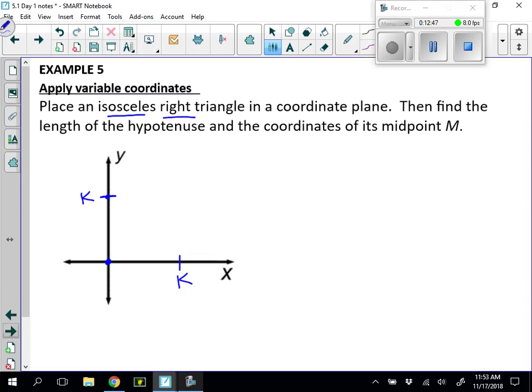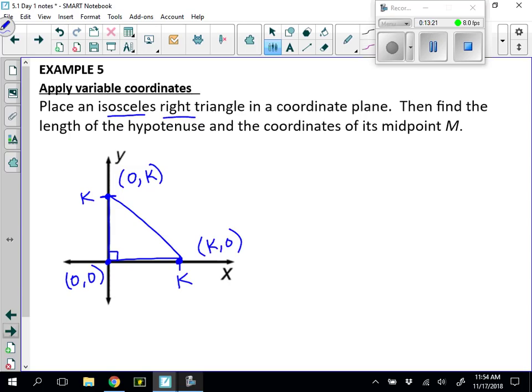So my triangle will have a vertex at k on the y-axis and k on the x. So let's go ahead and draw that triangle. So here is the right angle, okay, and then this is isosceles. So this is the origin, 0, 0. Let's assign this ordered pair here. It's going to be 0, comma, k, because I have not traveled on the x but gone up to k. Over here, this is going to be k, comma, 0.